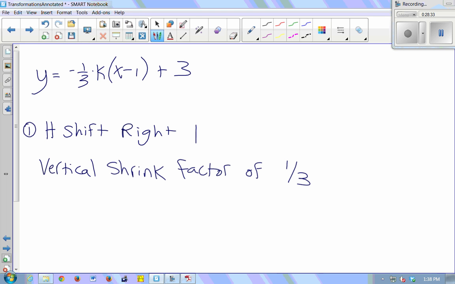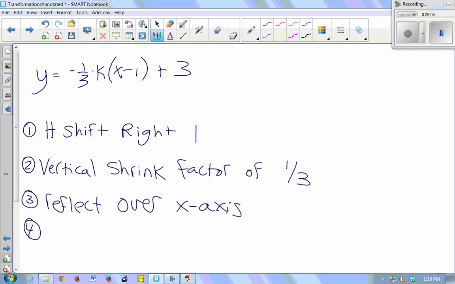So this is my first step, horizontal shift right. Second step is the vertical shrink by a factor of 1/3. Third step is going to be to reflect. That negative is going to be a reflection. Is that negative outside or inside? Outside. It's outside the parentheses, so that means it's over the x. Vertical is over the x-axis. Reflect over the x-axis. Okay, and then the plus 3 is the last thing I do, and that tells me to do what? Up 3. Shift up 3. So those are my 4 steps.